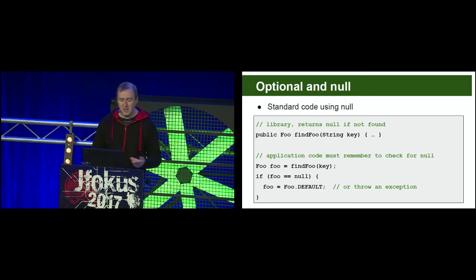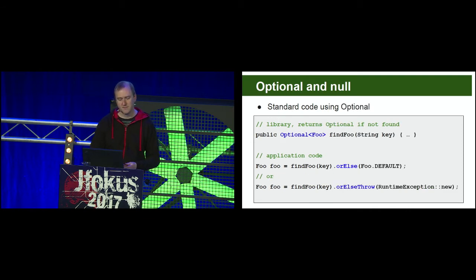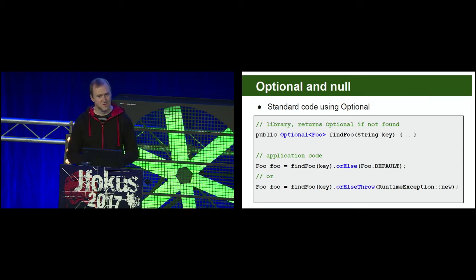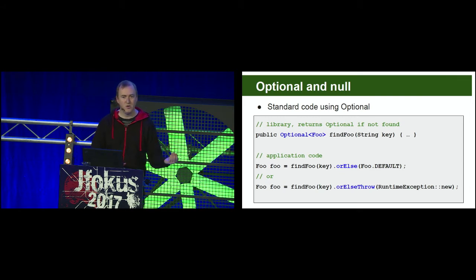So here's your standard code using null. Find foo. So we're passing a key, perhaps to a database, and we're returning the matching object. So previously, you might have had to say, well, if it returned null, then I'll default it, or I'll throw an exception. But what you can do when you have optionals is you have some nice methods that you can use instead. So I just do find foo, and now my type system is telling me I've not got back a foo, I've got an optional of foo, which gives me the information I need to say, well, I've got to default it to a value, or I've got to throw an exception.